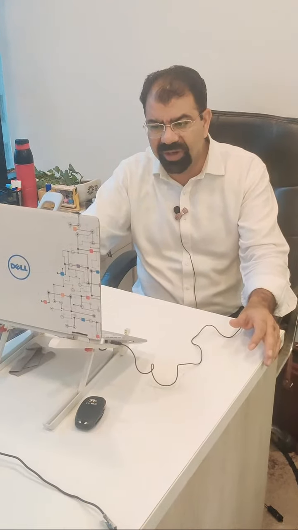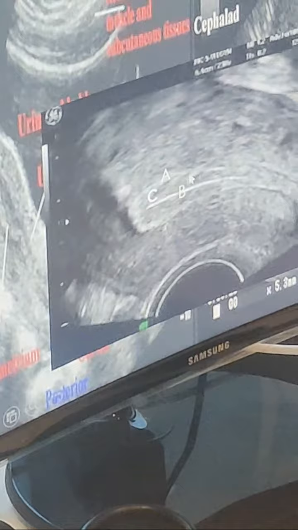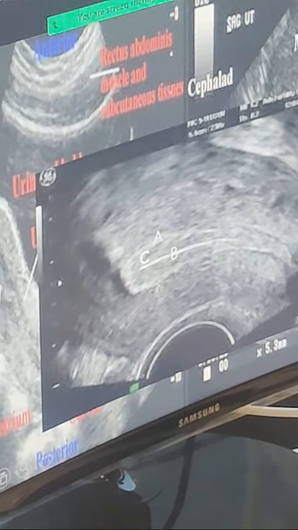When we put a color over here, we will be seeing the vascularity, whether it is touching this line or crossing the border, which we will come to in later slides.